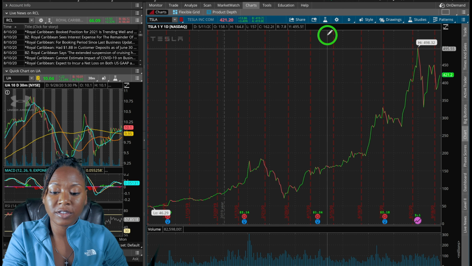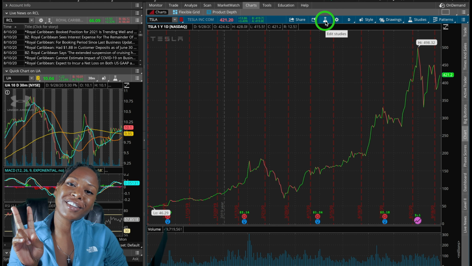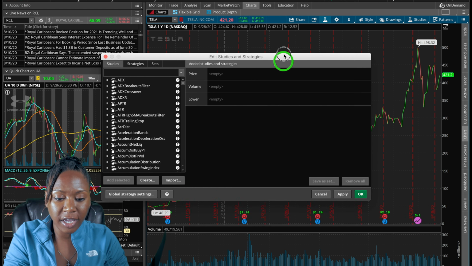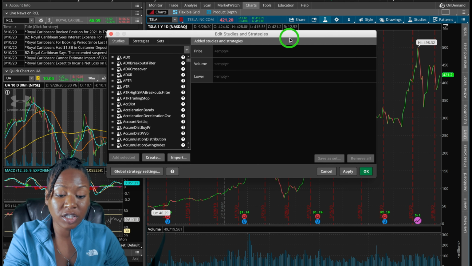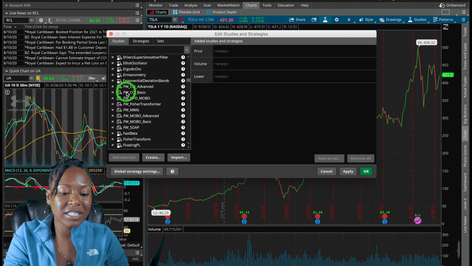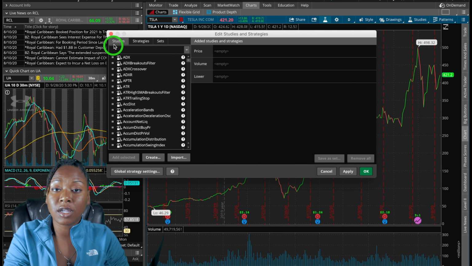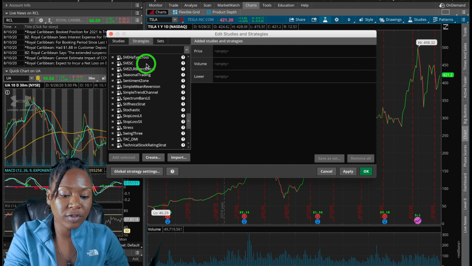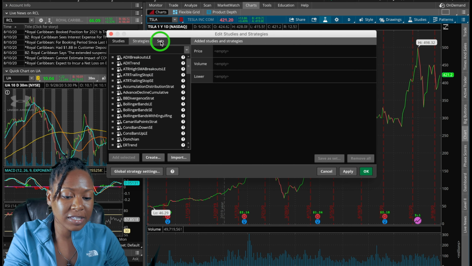When you want to add different indicators to your chart, the first step is to click right here on this little scientific looking flask thing. Hello, chemistry major here. Click on that and you're going to get this screen. It says Edit Studies and Strategies. This is basically a list of indicators, called studies here, and then you have strategies over here.